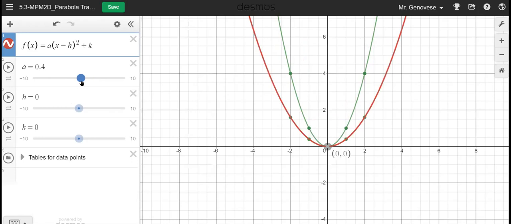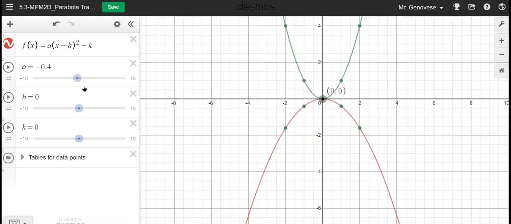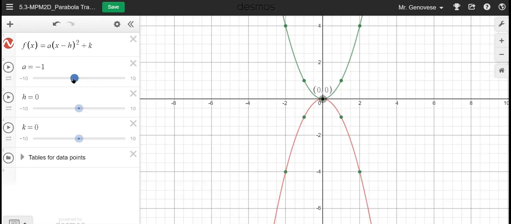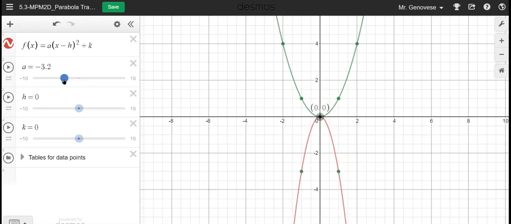If the a value is negative, you should know what happens. Correct. It's going to be a reflection. So as you can see, there's reflection, but also the a value is between 0 and 1, so it's a little wider than what you would have for the base or parent parabola. So to get that exactly the same width, it would have to be -1. So now this is an exact reflection. And if you make the a value bigger than 1, it starts to stretch away from the x-axis, and it's still reflected because the a value is negative.